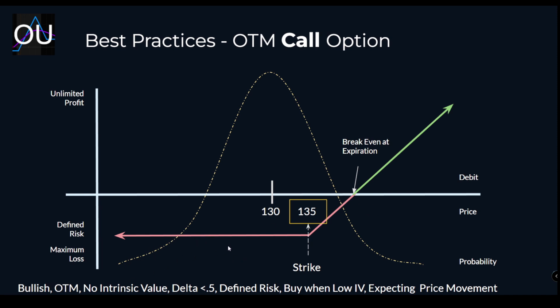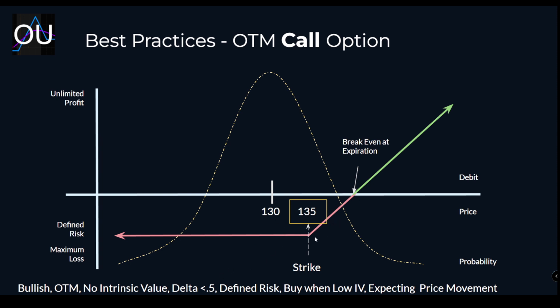Now let's look at the bottom. In terms of why this is best practices, I try to tell you when you would do this type of strategy. You're bullish on the stock for an out of the money call. You have no intrinsic value, meaning that at a 135 strike, this is basically worthless. If it closes anywhere below that 135 plus the premium, it's worthless. So there's no intrinsic value, meaning you're not going to collect any premium on the underlying unless it actually closed above that strike price. So there's no immediate intrinsic value.